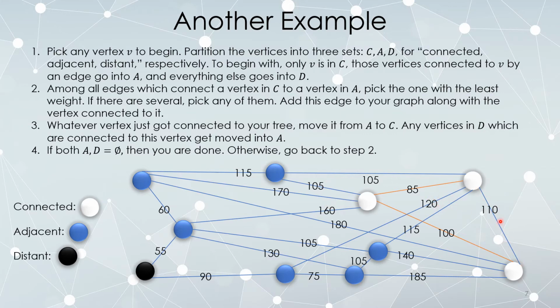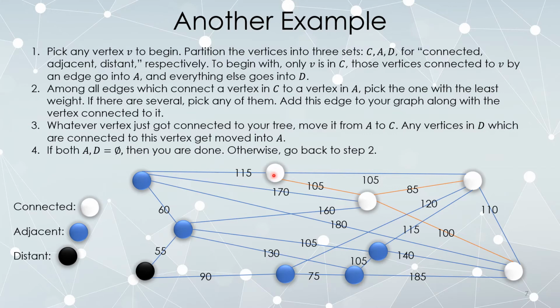This is now between two connected vertices, so I don't bother. 180, 140, 185. We have two choices. There are two edges of smallest weight, 105, 105. Pick either one. Okay, it doesn't actually matter which one. Let's just pick this one because it's shorter on the page. Why not? Well, now that we've connected this, this is now a connected vertex. Anything connected to it becomes adjacent, but that doesn't actually change anything.